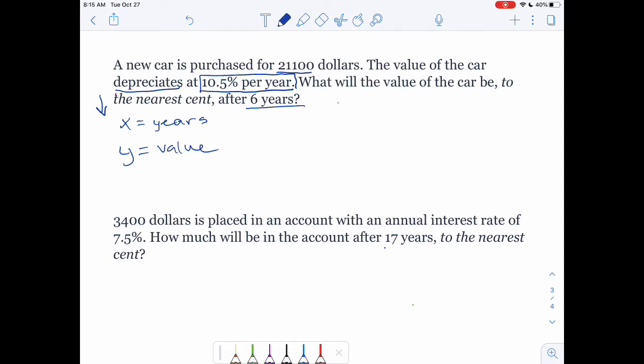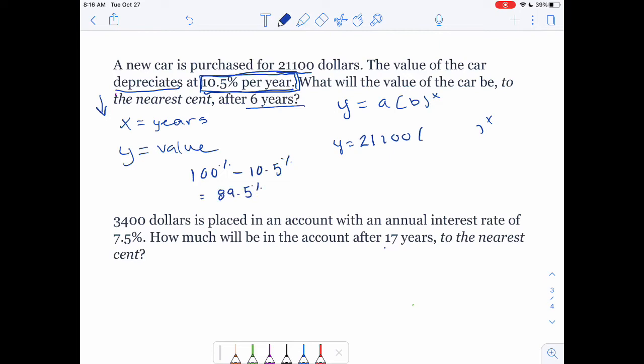Let's write our equation. Y equals A times B to the X. A is our initial value, and we initially had a car value of $21,100. Now our multiplier comes from the depreciation rate. Initially we had 100% of our car's value, and then we lost 10.5%, which means we now only have 89.5% of our car's value.